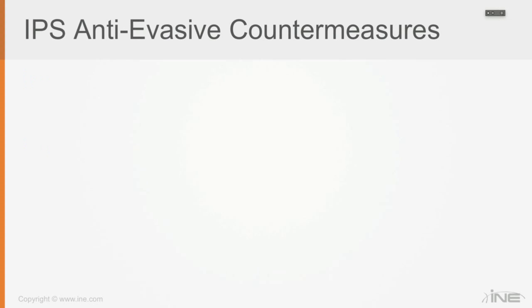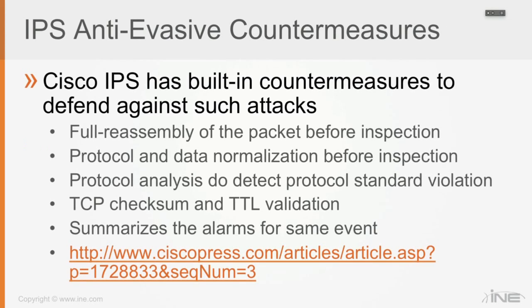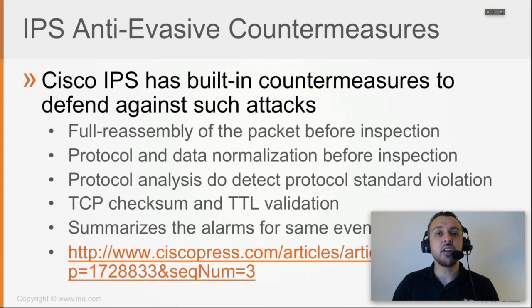So we have countermeasures, anti-evasive countermeasures, which are built into the IPS. To defend against fragmentation, the IPS does full reassembly of the packet before inspection, because the attacker may split the attack into 5 fragments. If the IPS inspected each packet independently, it would not be able to spot the attack. So when it sees fragmented packets, it's not going to send them to the destination. It's going to wait for all fragments to show up, rebuild the initial packet, and then analyze the whole packet, not each fragment individually.